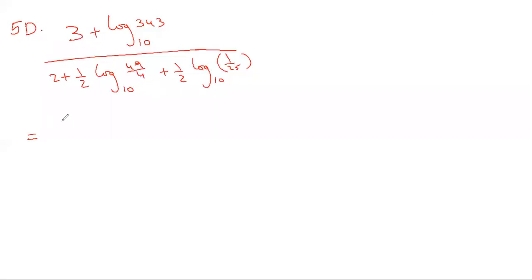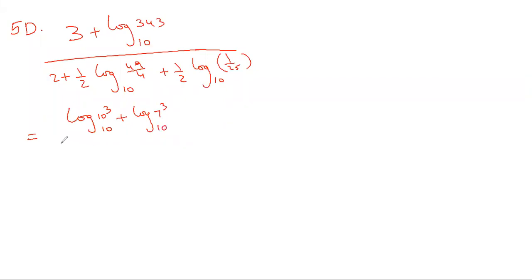So the 3 is log 10 cube base 10. I skipped one step in the middle. 3 is 3 into 1, and 1 is log 10 base 10. So 3 is log 10 cube, plus log 343. 343 I would like to write as 7 cube.